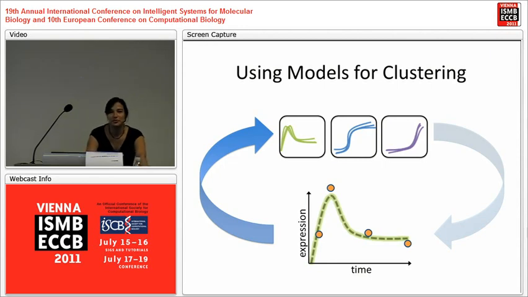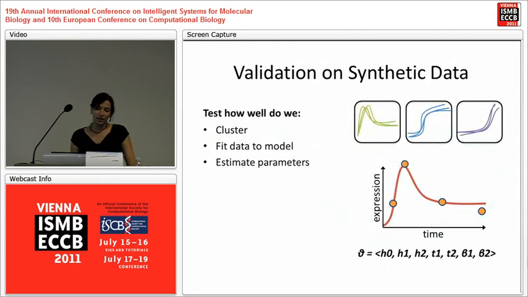So now that I've shown you how it's done, let's see if it really works. We need to test the three aspects of our algorithm: the clustering, the modeling, and the parameter estimation. In order to do that, it would be really great if we had some data where we knew the clustering and the parameters, and we could compare them to the estimated ones from our algorithm, but we don't really get that in biological data. So we need to create some synthetic data.